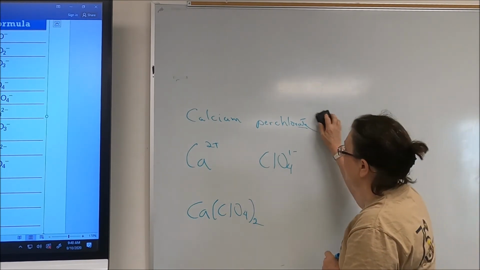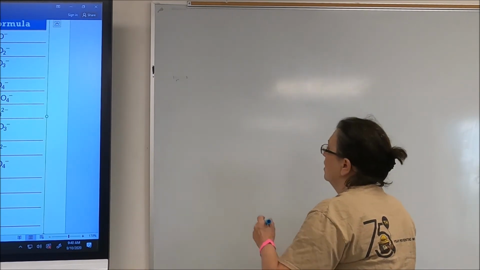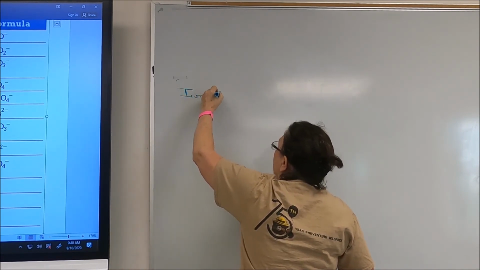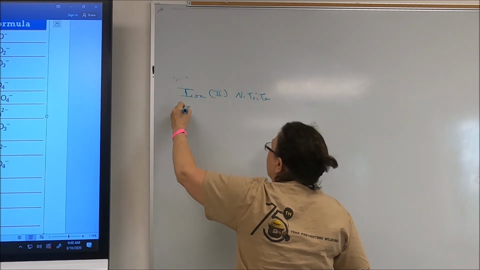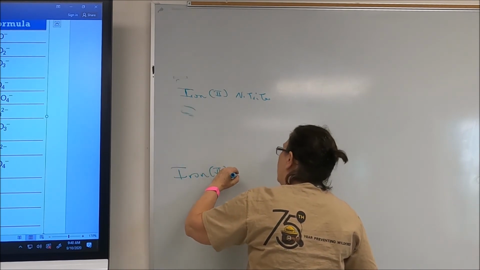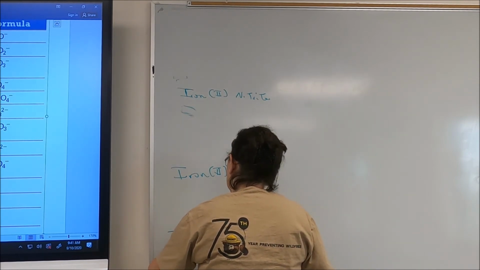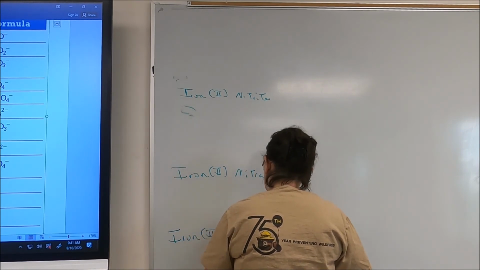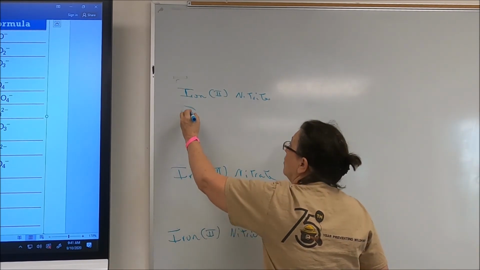All right? Now, what if I had iron 2 nitrite and iron 2 nitrate and iron 2 nitride? The names sound very similar, but they're different compounds.